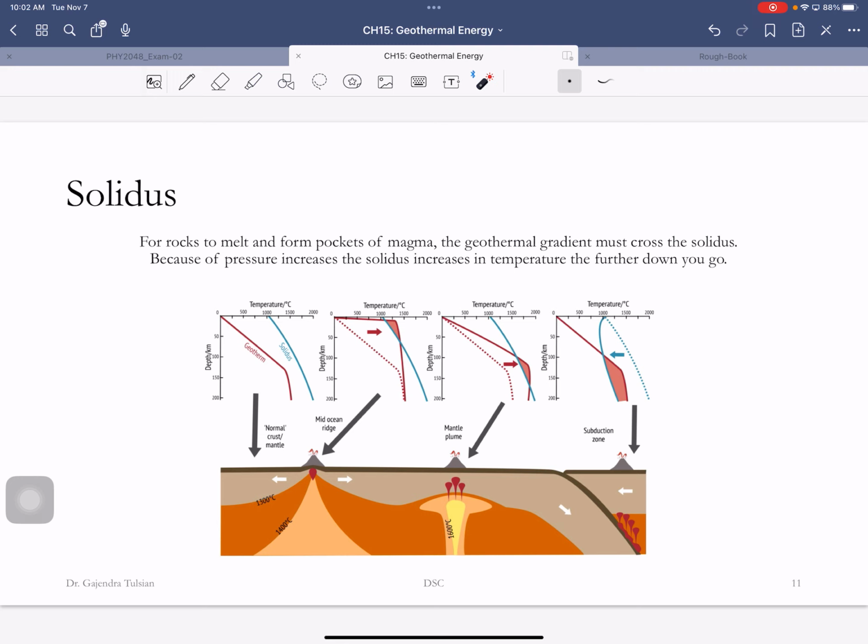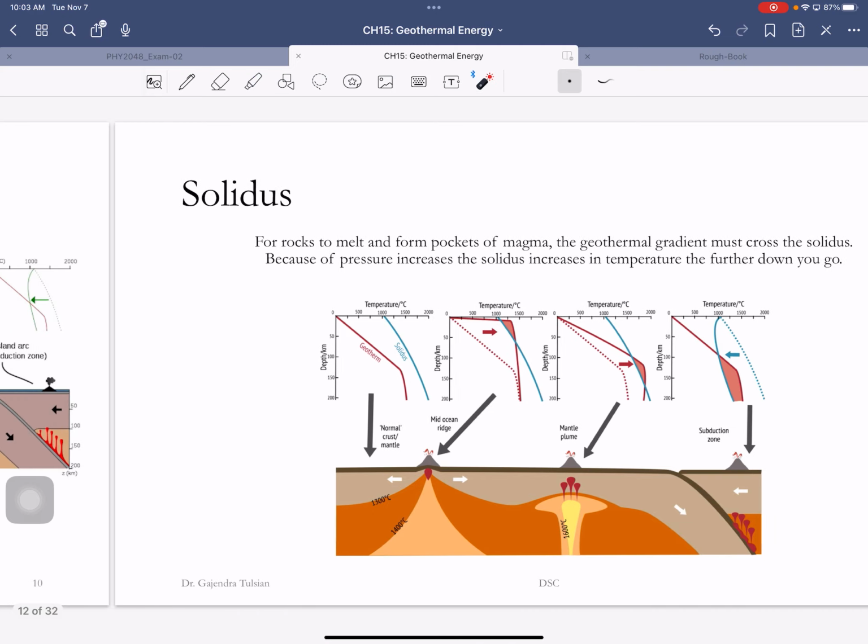In locations like this, the solidus boundary is much shallower, and you can get magma. In hot spots, there are magma pockets underneath, and if you're digging close by there, you cross the solidus boundary. Again here as well. So this is the normal geothermal gradient in normal locations. That's what that diagram is showing you.